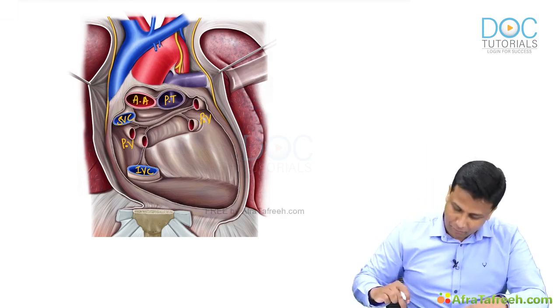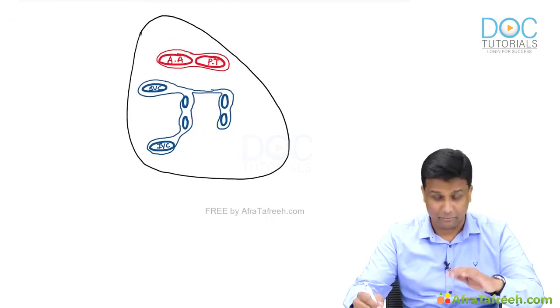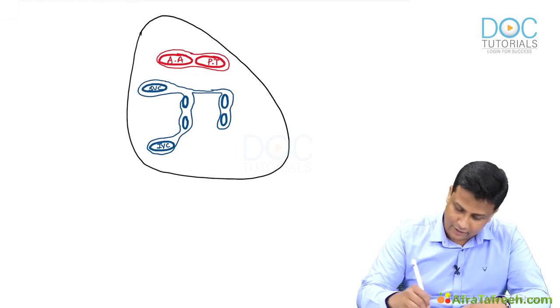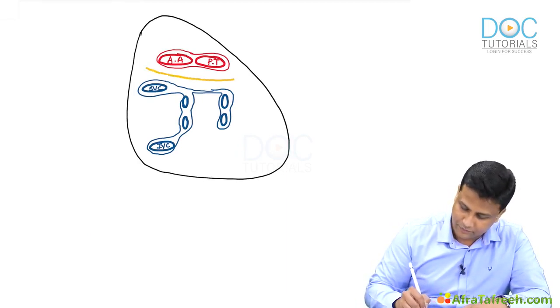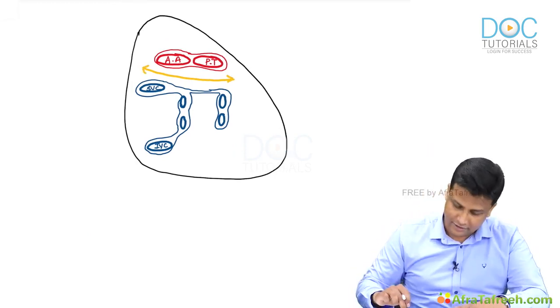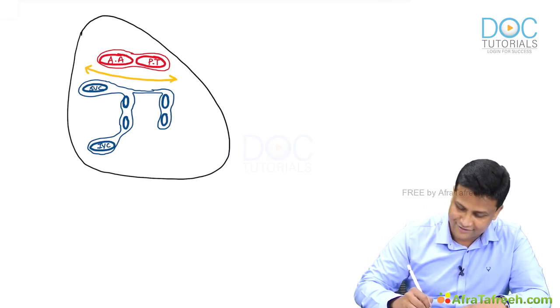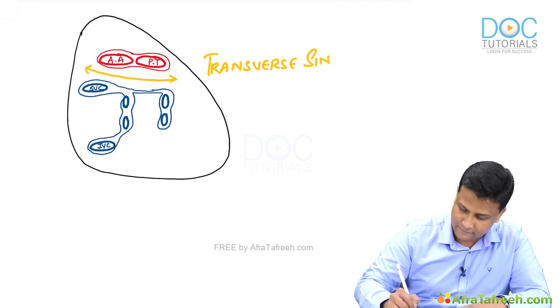Understanding? Now because of this, what is going to happen? Because of that reflection, there is a sinus which is created here, and this sinus between the arterial end and the venous end is said to be the transverse sinus. So this sinus is the transverse sinus.